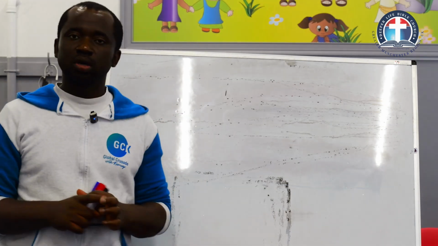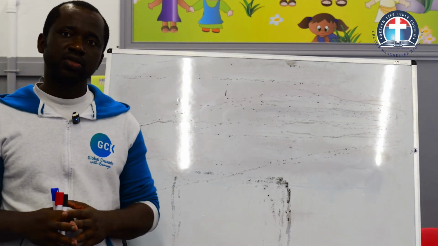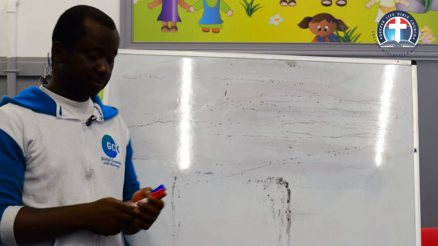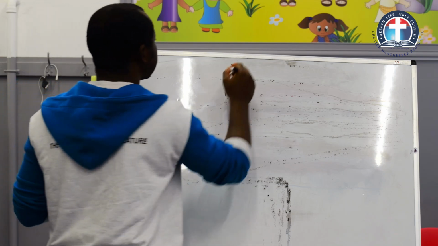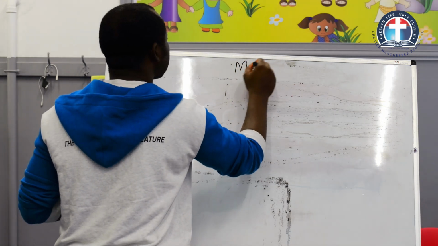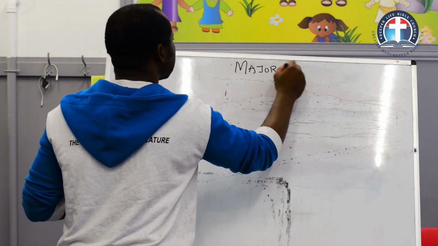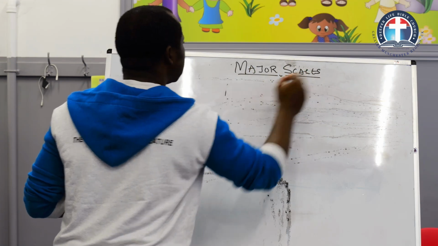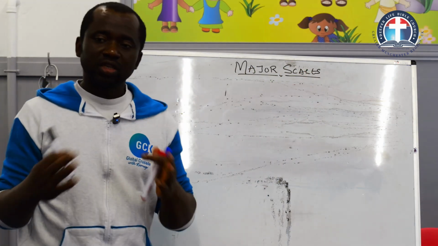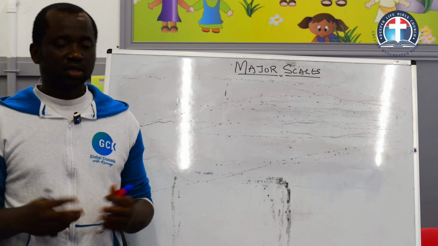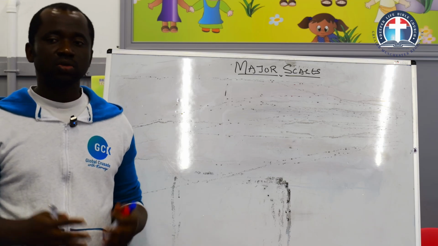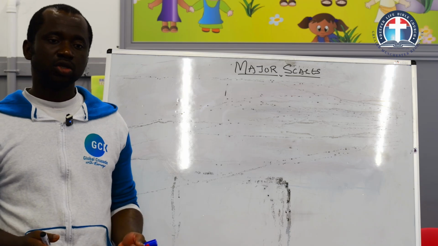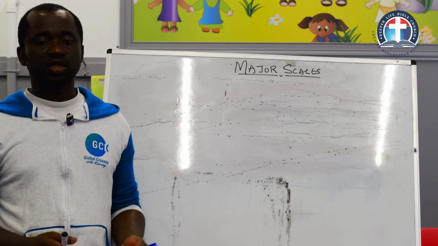Now we're almost getting to the end. All right, so we're now going to major scales. Major scales. Okay. In addition to everything you've done in grade 1, there are 3 major scales that have been added to you in grade 2. What are those 3 major scales? A major, B flat major, and E flat major, right?